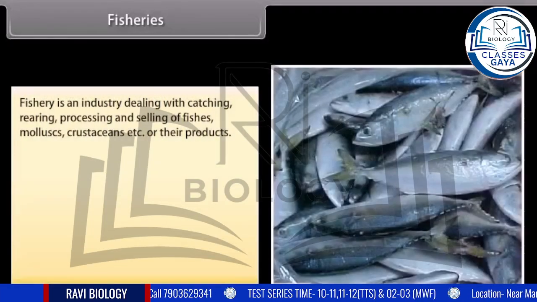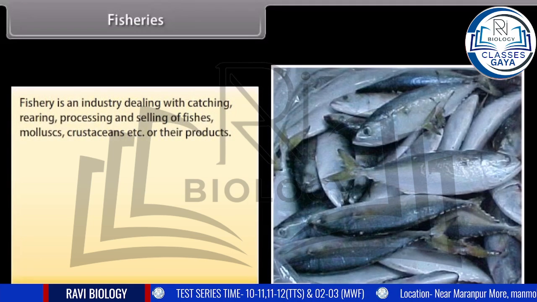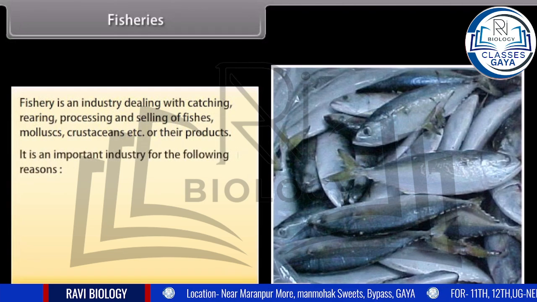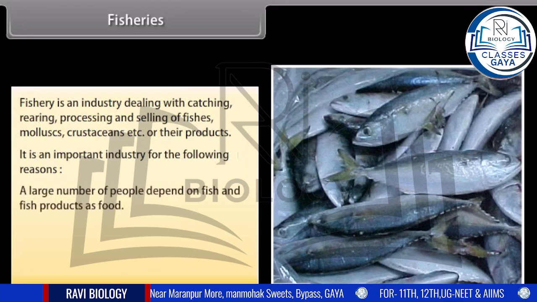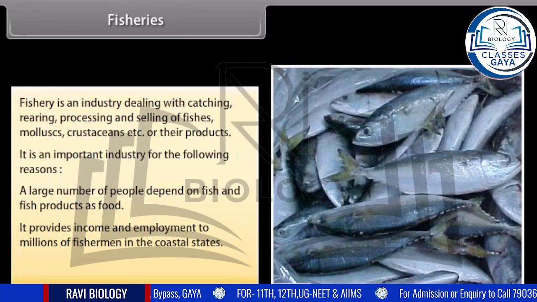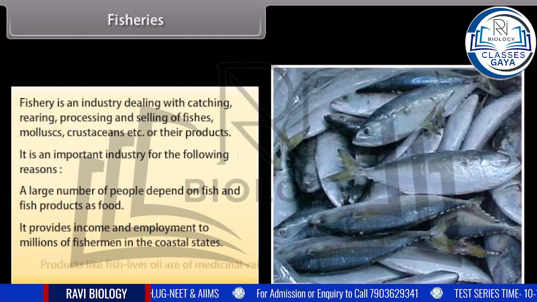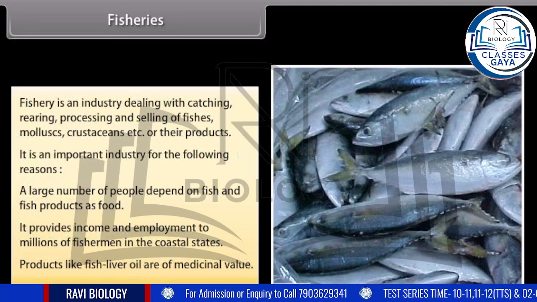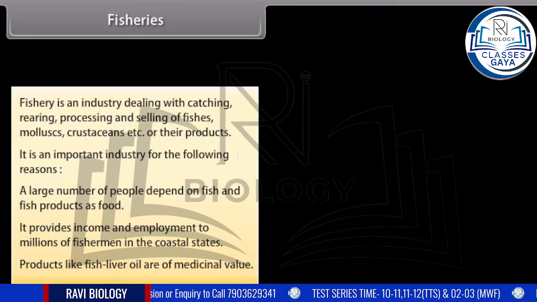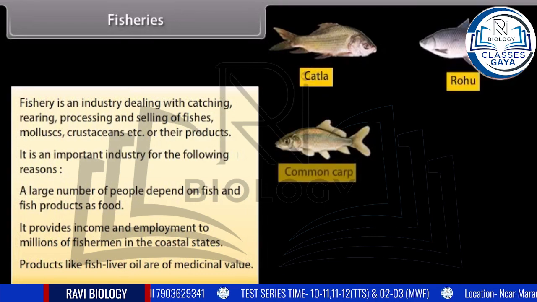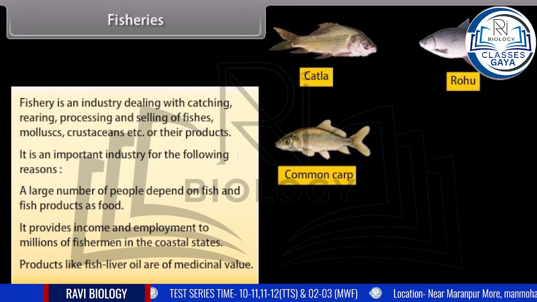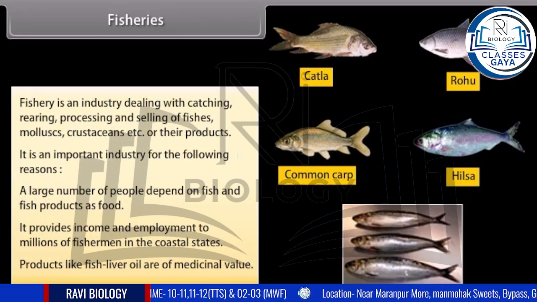Fisheries. Fishery is an industry dealing with catching, rearing, processing and selling of fishes, mollusks, crustaceans, etc. or their products. It is an important industry for the following reasons. A large number of people depend on fish and fish products as food. It provides income and employment to millions of fishermen in the coastal states. Products like fish liver oil are of medicinal value. Some common freshwater fishes are catla, rohu, common carp, etc. Some common marine fishes are hilsa, sardines, etc.